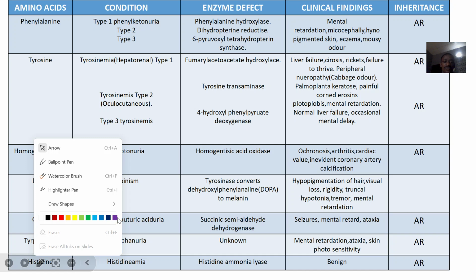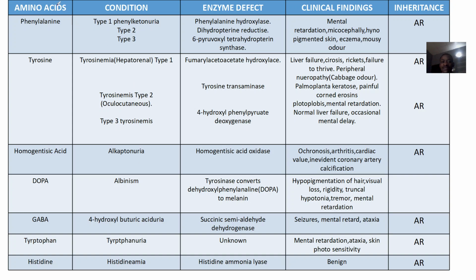We'll talk about the substance that is affected. Then we'll talk about how the condition actually presents. We'll talk about the enzyme that is defective, the clinical findings, and then the inheritance pattern. So the AR you see there is autosomal recessive. If you go to autosomal dominant, you should see AD.